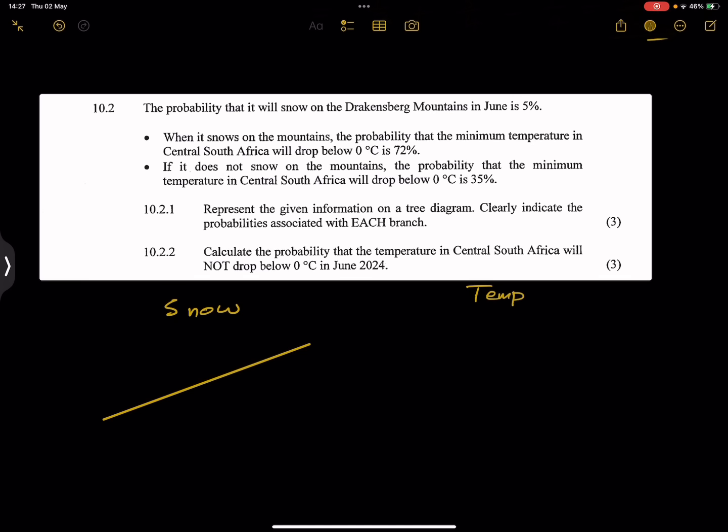Okay, so I'm going to do that. Let's first represent the probability of it snowing. So the probability that it will snow will be 5%. We said that's 5%.